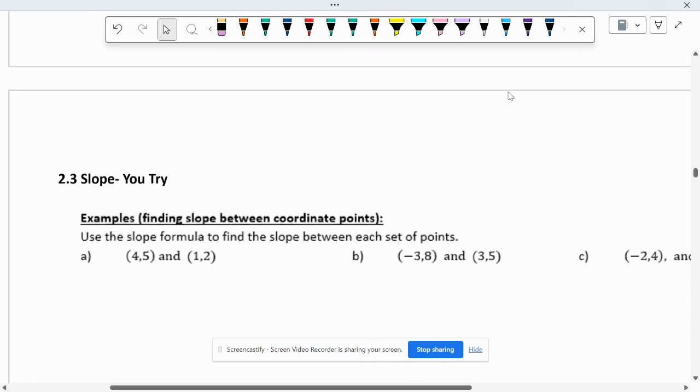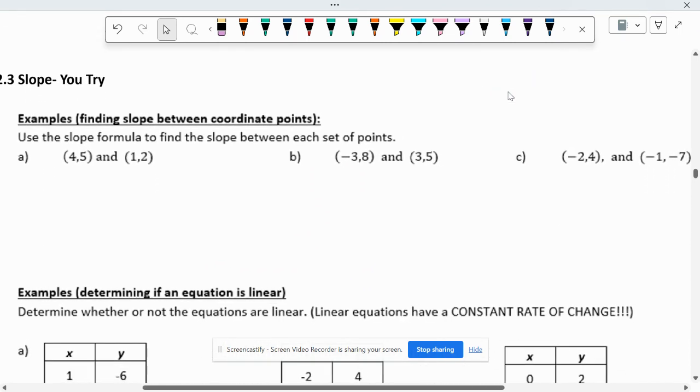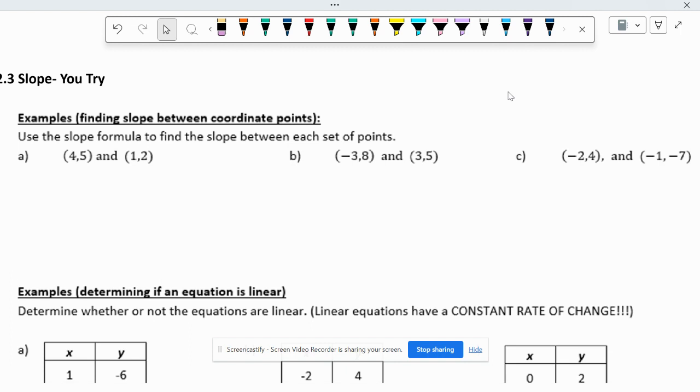I'm going to move on to the next one. So slope you try. Here's what we're going to do. Who wants to go up and do letter A on the board? Kian, you do A on the board. Right, nice and big so everybody can see it. Who's going to come up and do B on the board? Okay, come on up, do B. Who's going to do C? Anyone? Anyone?